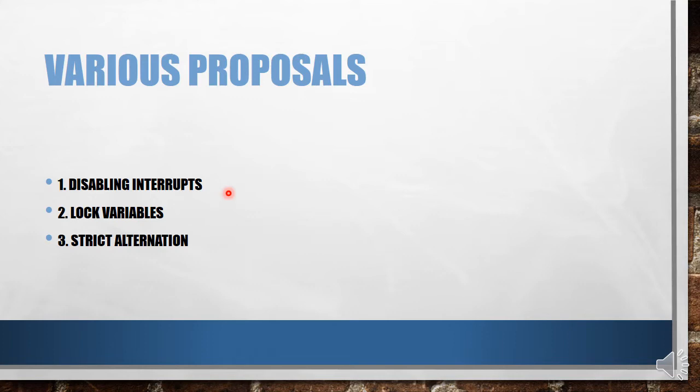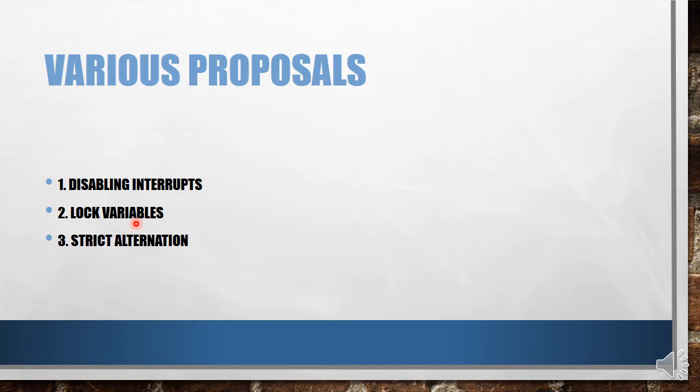The next proposal is lock variables. As a second attempt, let us look for a software solution. Consider having a single shared lock variable, initially 0. When a process wants to enter its critical region, it first tests the lock. If the lock is 0, the process sets it to 1 and enters the critical region. If the lock is already 1, the process just waits until it becomes 0. Thus, a 0 means that no process is in its critical region, and a 1 means that some process is in its critical region.